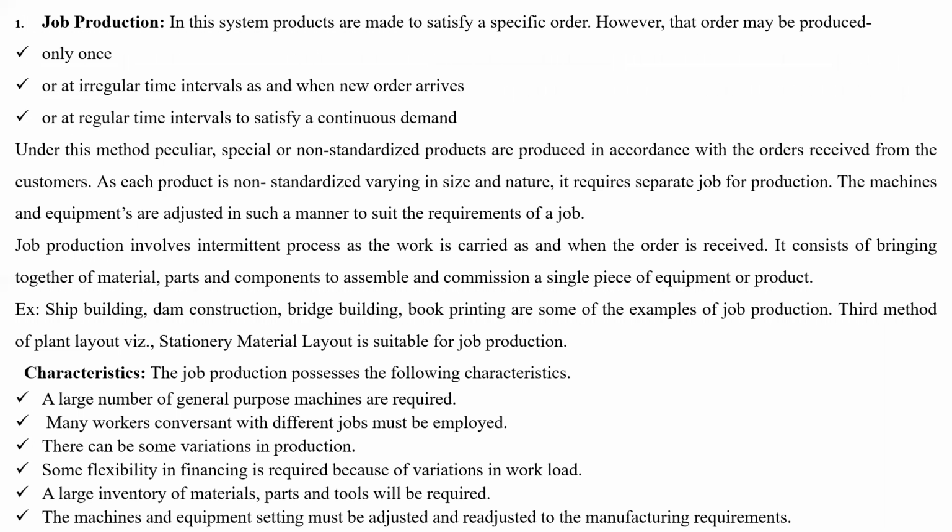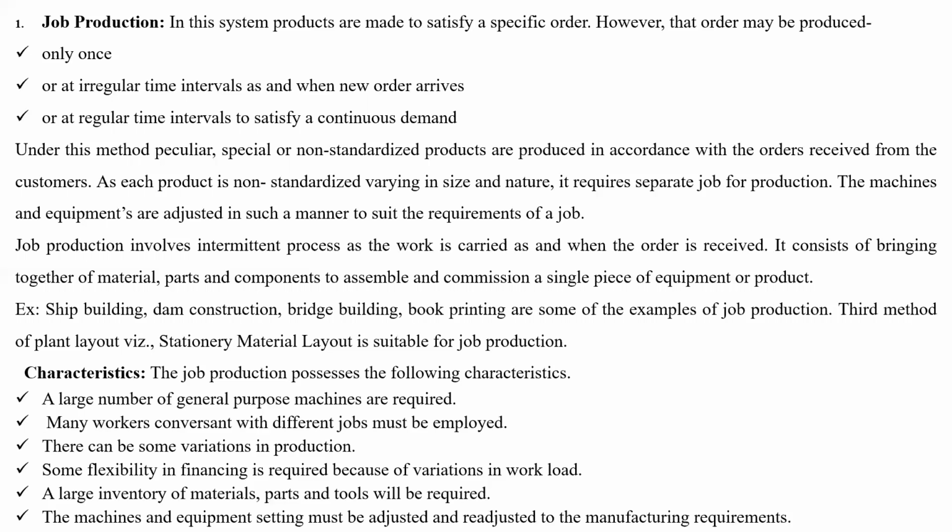Usually job production is done only once we get the job; only for that particular job the production will be done. Usually it will be done either at irregular or regular intervals. Both times we can use it. When a new order arises, we make it at irregular intervals, according to the customer requirement. And at regular time intervals to satisfy continuous demand. Sometimes when a product has a continuous demand, at that time we go for regular time intervals.